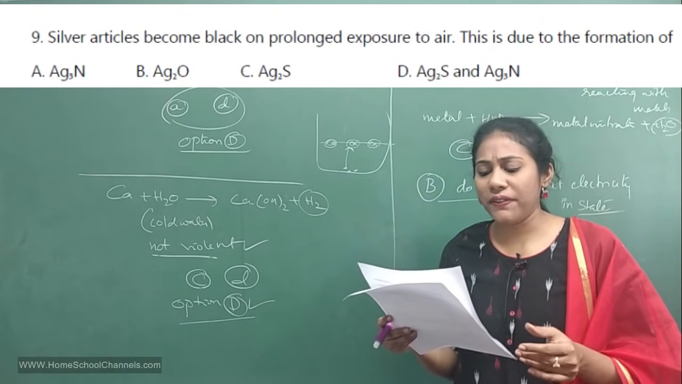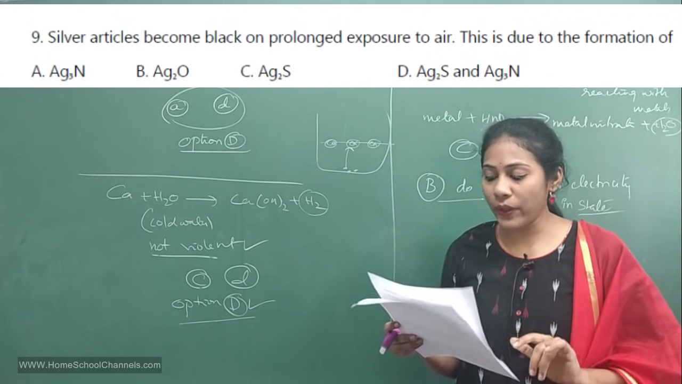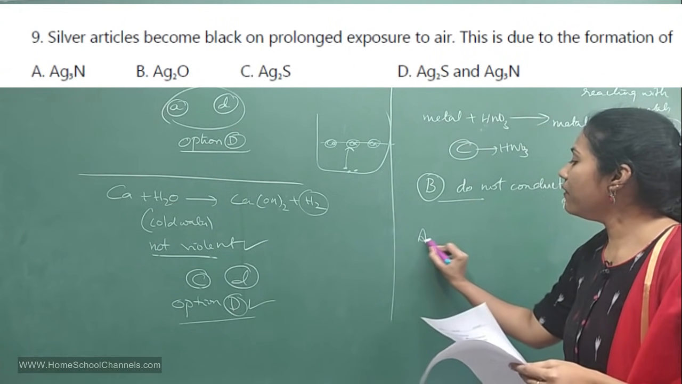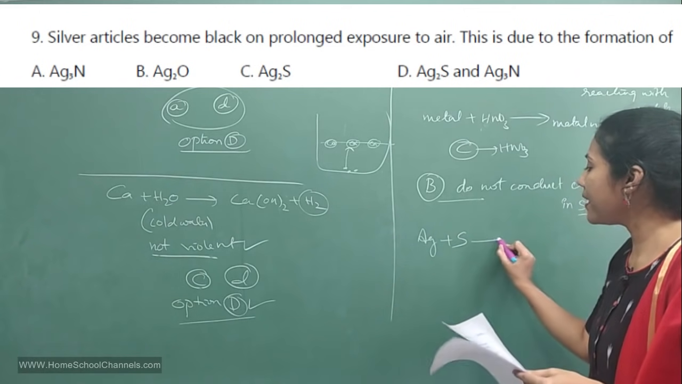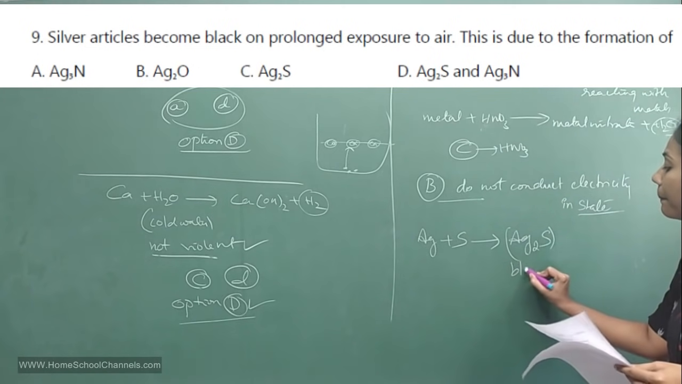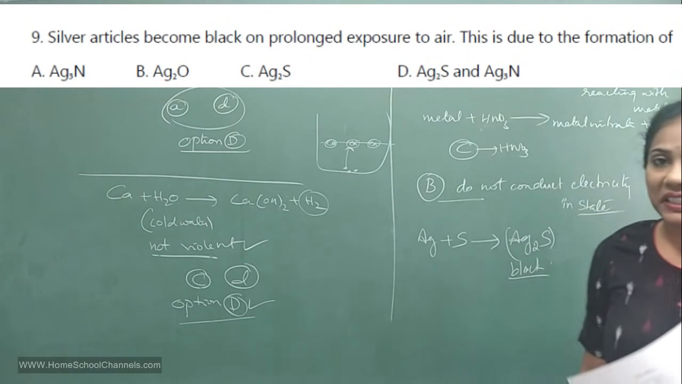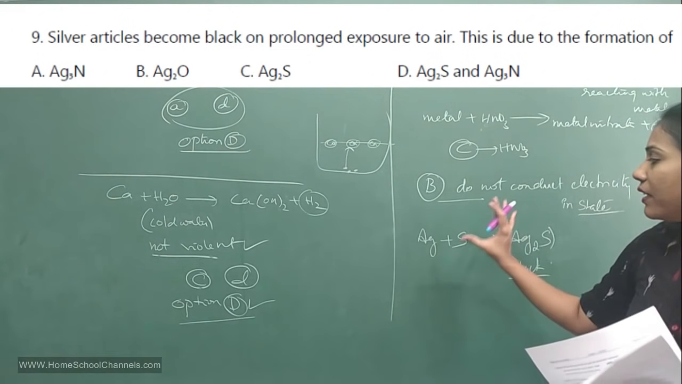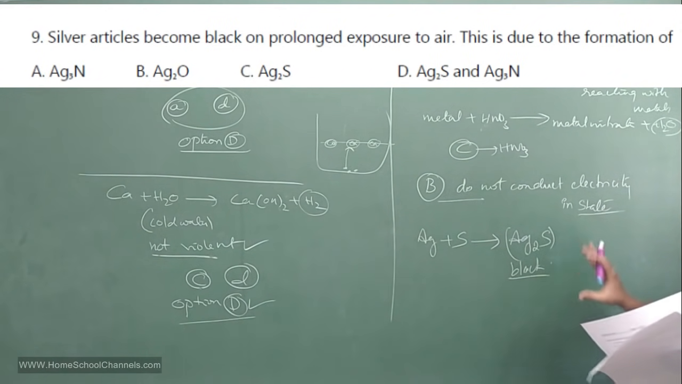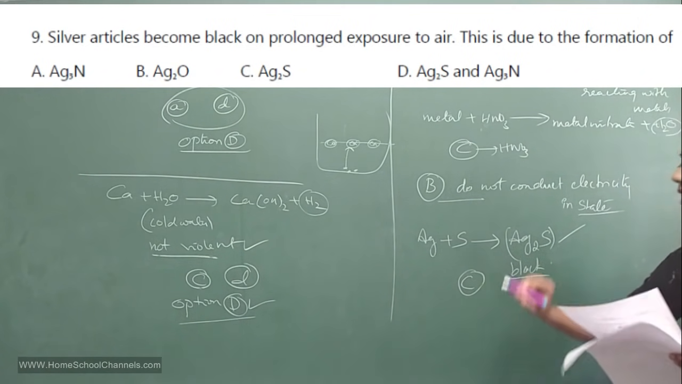Okay. 9th question, very simple. Silver particles become black on prolonged exposure to air. This is due to the formation of, say, when silver reacts with sulfur present in the atmosphere, you will get Ag2S, and this is that black colored substance that is deposited on silver particles. Our atmosphere has sulfur, so Ag reacts with sulfur to give silver sulfide, which is black in color. So which is the option? Option C is the correct answer.